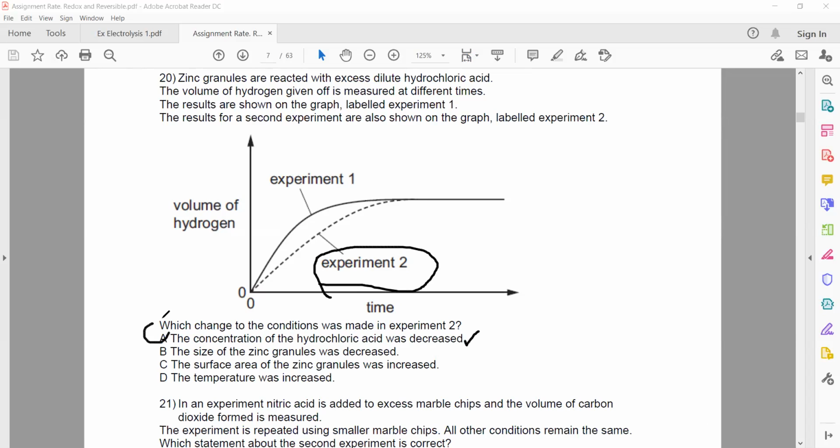A was the answer. Size of a granule decrease: if we decrease the size, it means we increase the surface area, so it will be faster. Surface area of zinc granule increase, that also increases the rate. Temperature increase, that also increases the rate. But we want to decrease the rate, that's why A is the correct answer. Is it clear?